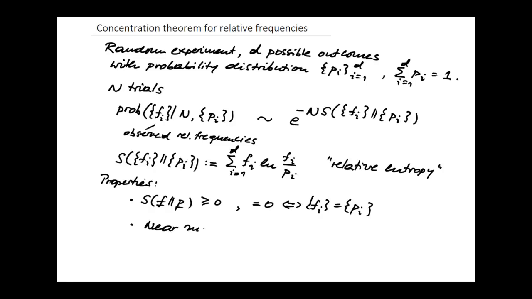Near the minimum, you can again Taylor expand. So this is of the order f minus p squared. So again, when you insert this expansion in the asymptotic expression above for the probability of a certain distribution of relative frequencies, you find this Gaussian shape, only that it's now a higher dimensional Gaussian. It's not a one-dimensional Gaussian. You draw the same conclusion as in the coin flip case, that as the number of trials increases, it becomes quasi-certain that the observed distribution of relative frequencies equals the probability distribution, just like in the coin flip case.